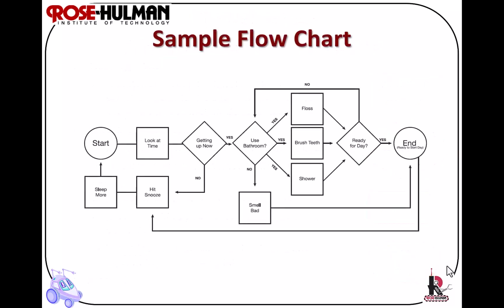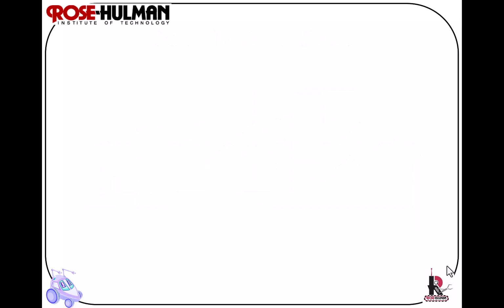Here is an example of a flowchart for getting up in the morning. You start, you look at the time and decide whether to get up now. If the answer is no, you hit the snooze button and sleep more. If the answer is yes, you then have to make decisions about the bathroom. Yes, floss. Yes, brush teeth. Yes, shower. No, smell bad. Then you decide, are you ready for today? Yes, that's the end of the process. No, you go back to use the bathroom and maybe start over.